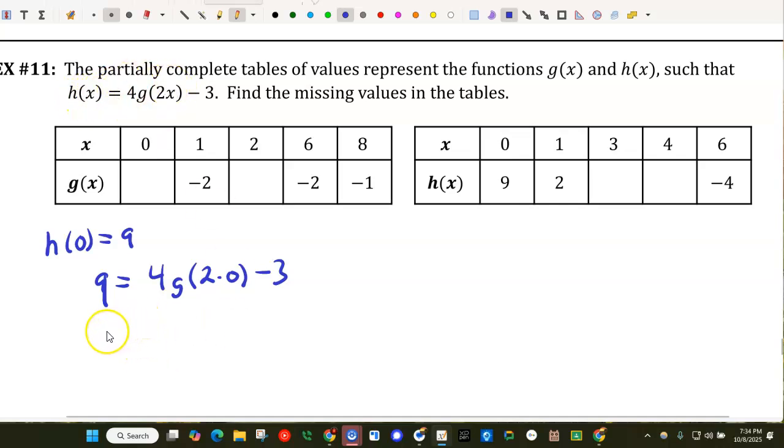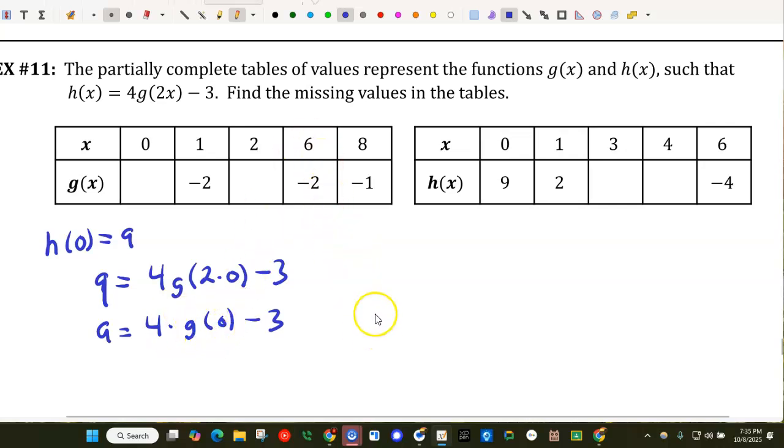And then I can simplify this. So I have 9 equals 4 times g of 2 times 0, which is g of 0, minus 3. So now what we're doing is solving for g of 0. I don't know what it equals, right? That's what we're trying to find out. So think of this as the variable. So I want to get everything else away from g of 0.